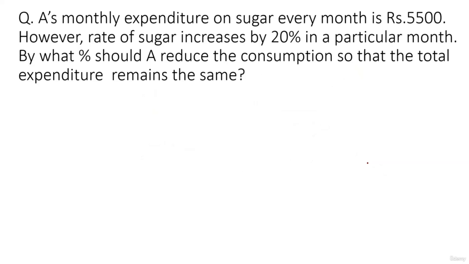A's monthly expenditure on sugar every month is 5,500. However, rate of sugar increases by 20% in a particular month. By what percentage should A reduce the consumption so that the total expenditure remains the same? Okay. Now, the idea behind this question, first, let's understand that, guys. See, the total expenditure on sugar will depend on two things. Okay, the rate of sugar per kg, into the consumption, right?